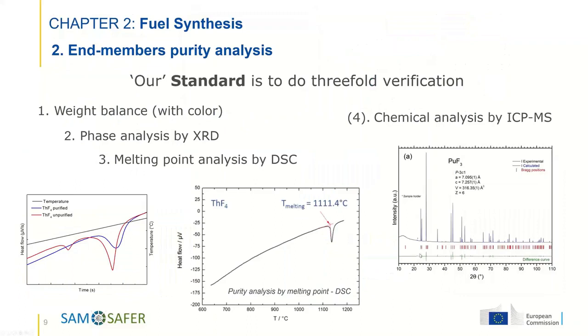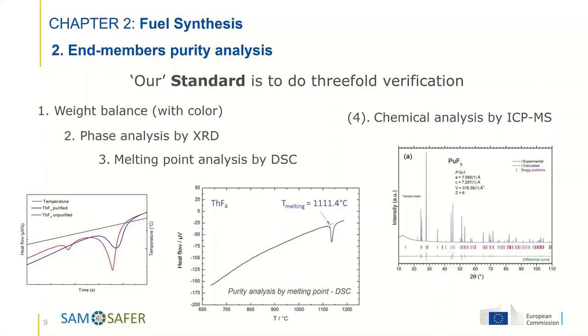But then it comes to verification that what we produce is actually pure enough to fit the purpose of the analysis. If we are looking at the fundamental or basic data on density or melting point or vapor pressures, we want to prepare as pure components or fuel mixtures as possible. So of course, this is the goal. It's not trivial. Sometimes there are several cycles of fluorination we need to apply. But for the verification, we have kind of a standard to do a 3-fold verification every time we produce new material. The first one is the weight balance.